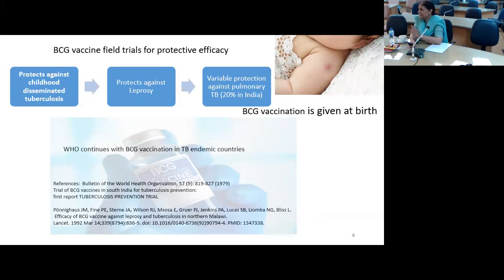Interestingly, leprosy is a skin disease, and disseminated TB is also sometimes lodged in different skin sites, or lymph nodes.